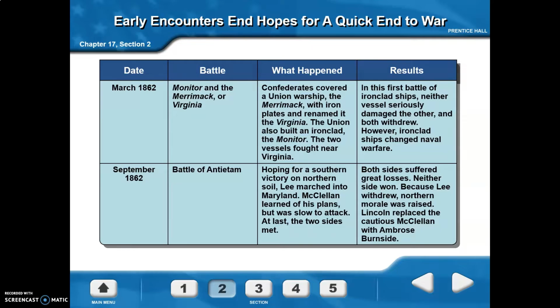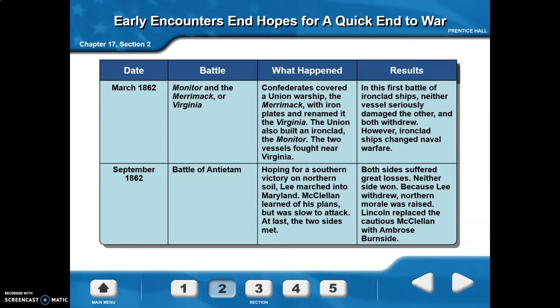And then the Battle of Antietam, which happened in September 1862. Lee was hoping for a Southern victory on Northern soil. This battle happened in Maryland. Lee marched his men into Maryland, and McClellan got access to Lee's plans. They were left behind, and the troops saw it. So McClellan learned of what Lee was doing, but again, he's too cautious, and he was too slow to attack. But at last, the two sides finally met and fought.